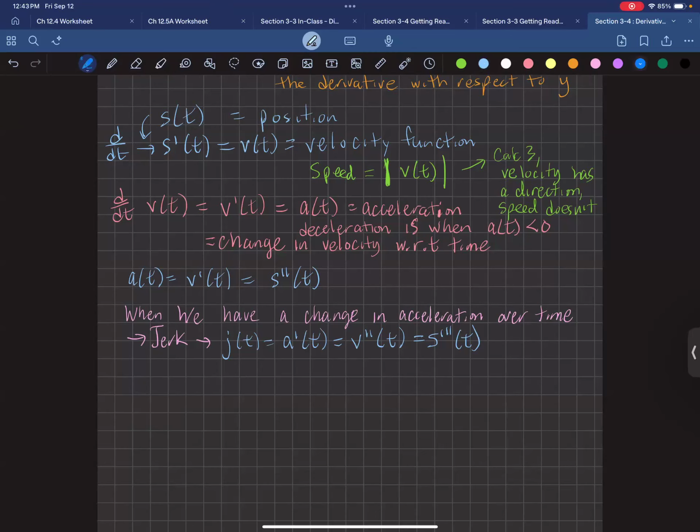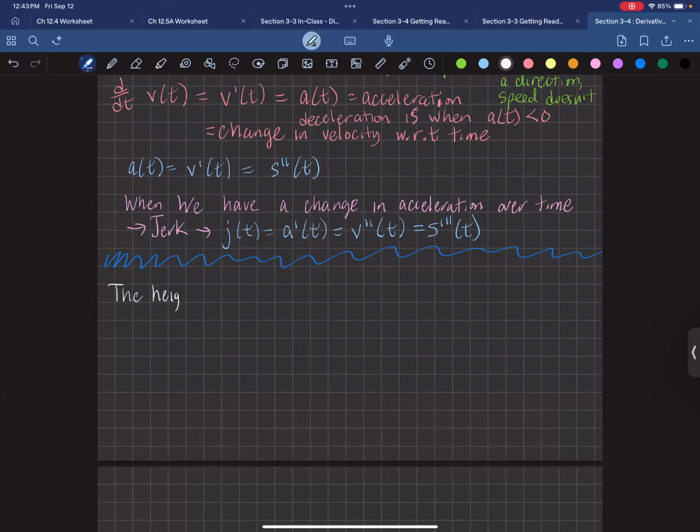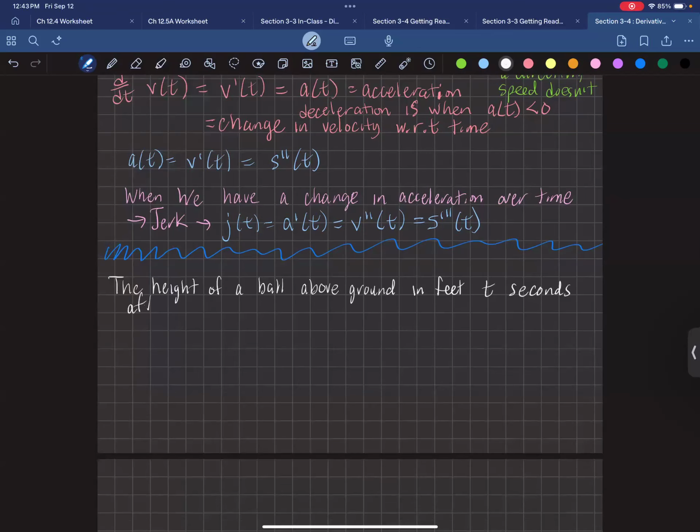So let's take a look at some examples here. Let's say the height of a ball above ground in feet, t seconds after it is released, follows the function s of t equals negative 16t squared plus 144.